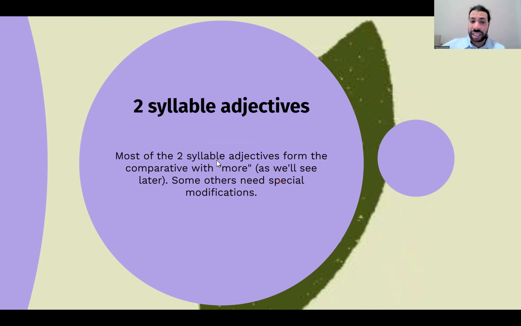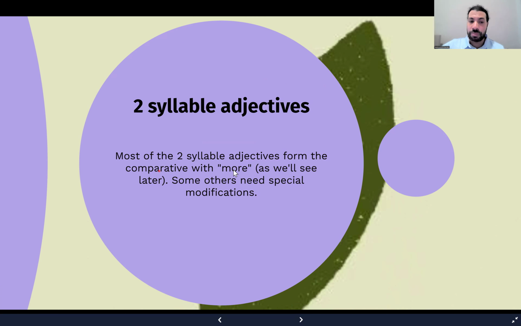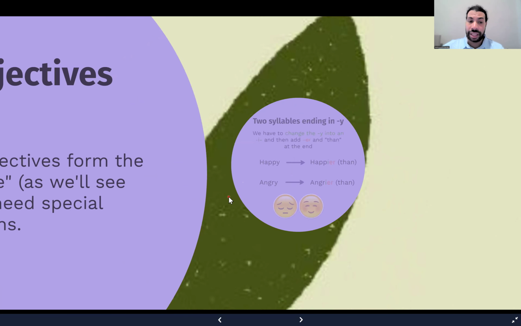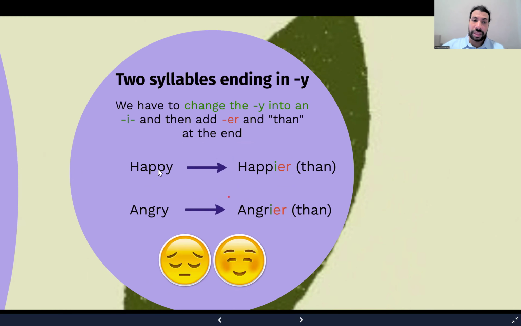Most of the two-syllable adjectives form the comparative with more, as we will see later today. Some others need special modifications, and we're going to target that. For example, two syllables, ending in Y. For example, happy, we remove the Y and replace it with the I, then we add ER, so it will be happier than. Angry, angrier than. Great job.